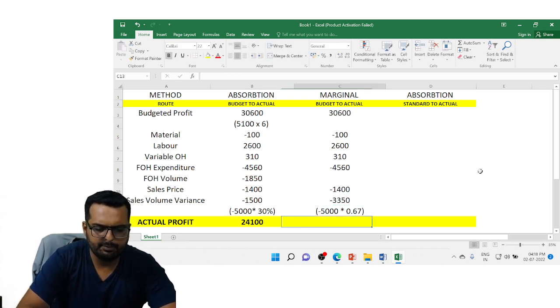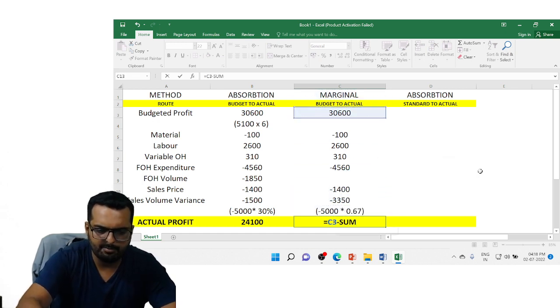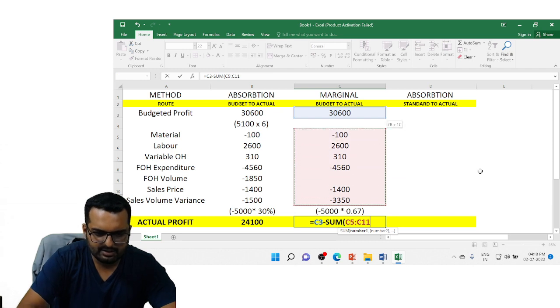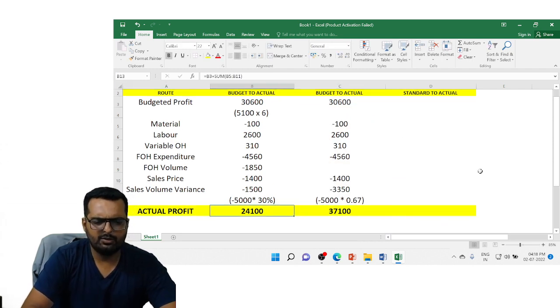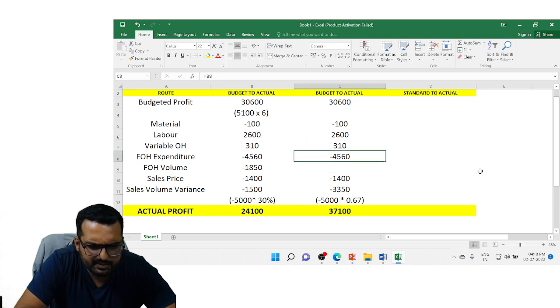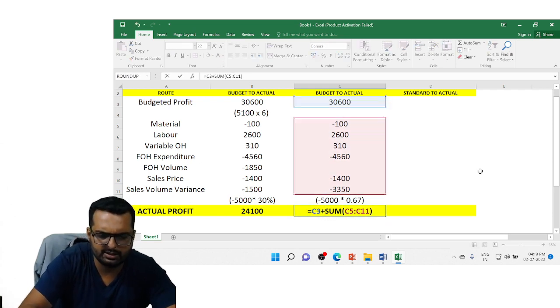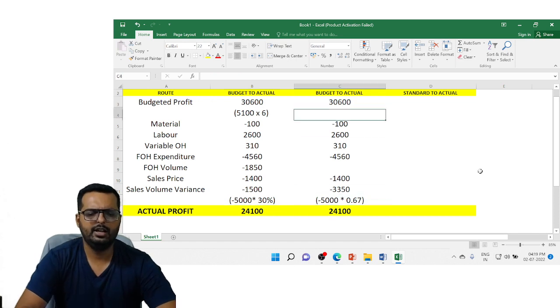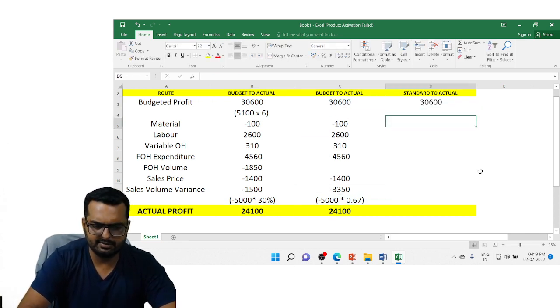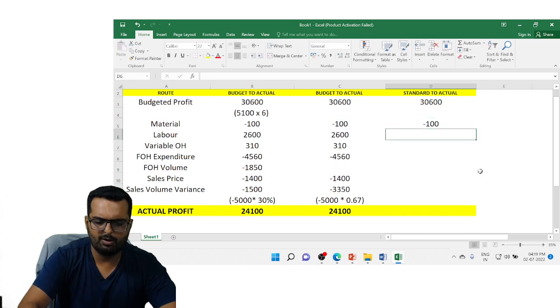All right. So here it will be equal to minus 5000 into 0.67. Now if I put over here the answer, it will be this minus sum of. Oh, wait. I think I made some mistake here. 30,600. It's not minus, it should be plus, because wherever it's negative, I put negative over there, right? 24,100. Same way, last one, it will be this. And I'll copy up all these things.